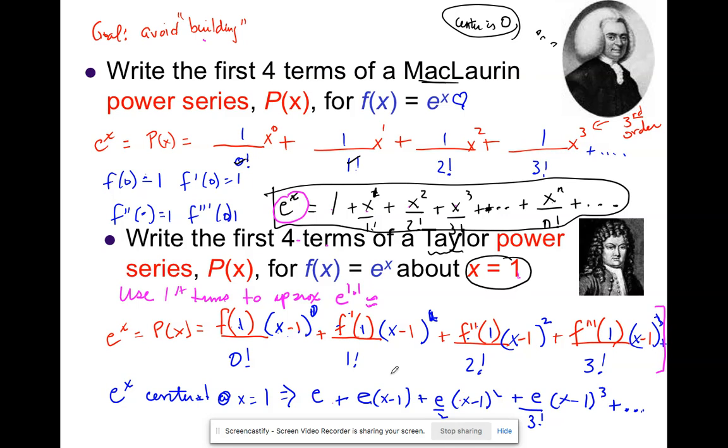It's just x to the 0, x to the 1, x to the 2, x to the 3, x to the whatever, divided by the same factorials. And if I need to shift it, I just need to evaluate this at the center. That's the only thing I have to change, that coefficient in front. Instead of this 1, I have an e. And then instead of x, it's x minus 1. Instead of each one of these 1s, I have an e. I have f of 1.